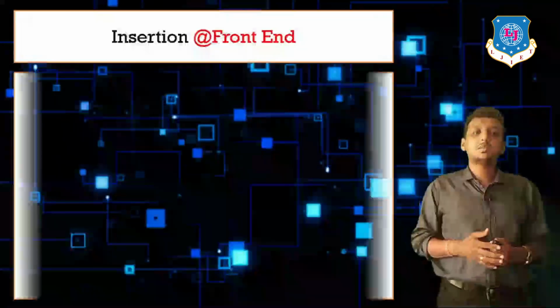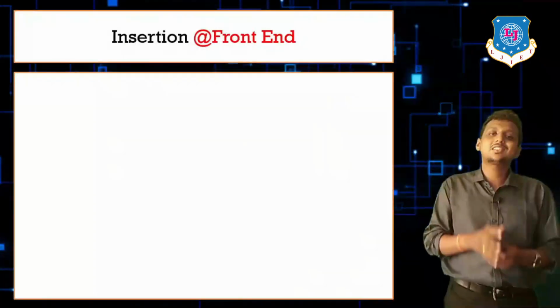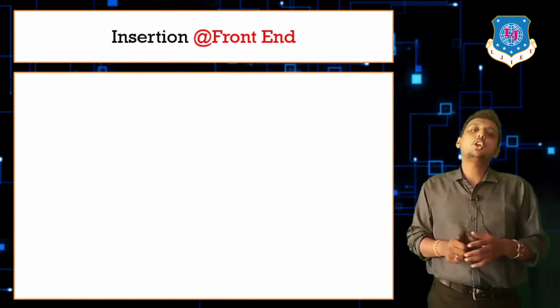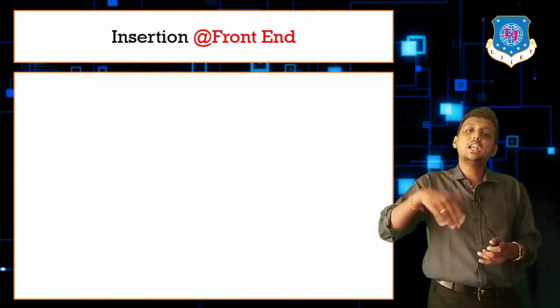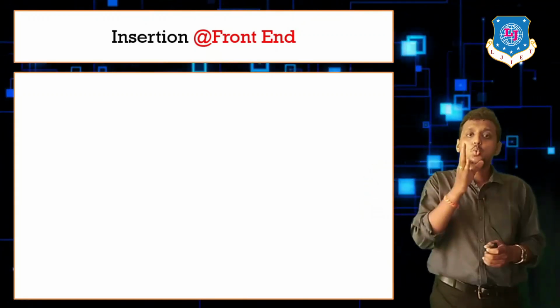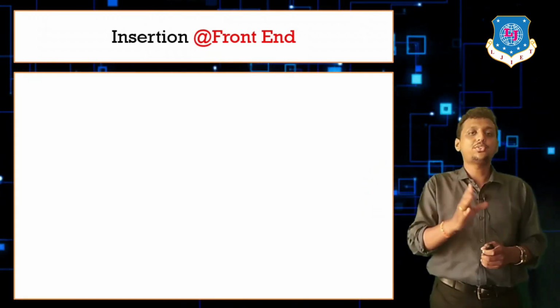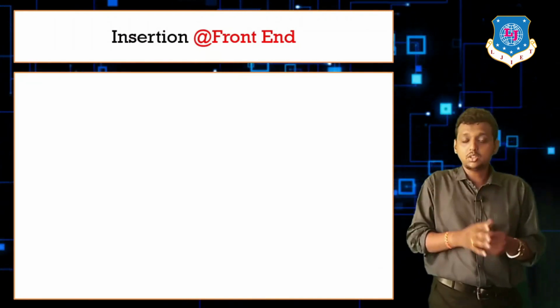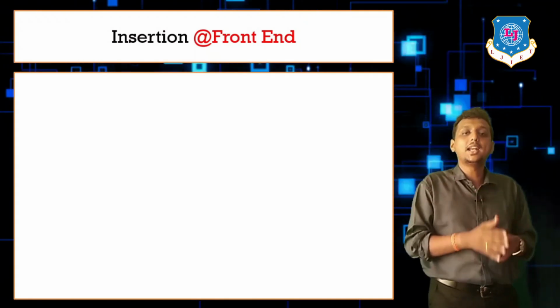Now, let me tell you, the next one is insertion at the front end. See, this is a little bit different. Usually you are inserting the value from the rear end, but here the algorithm tells you to insert the value from the front end. That means you obviously do something different, because it's not a simple queue, this is a double-ended queue.